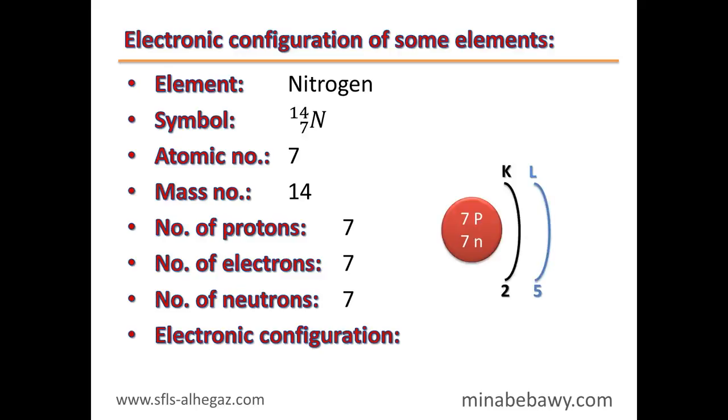Electronic configuration: the nucleus of nitrogen contains 7 protons and 7 neutrons. Nitrogen contains 7 electrons which are distributed in 2 energy levels. K will take 2 electrons and we have 5 more electrons. We will put them in L, so the electronic configuration of nitrogen is K2L5. 2 plus 5 equals 7.